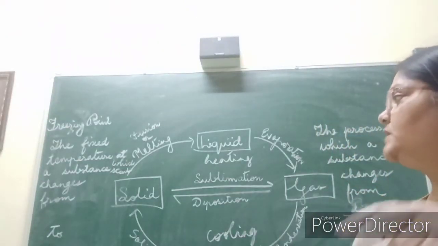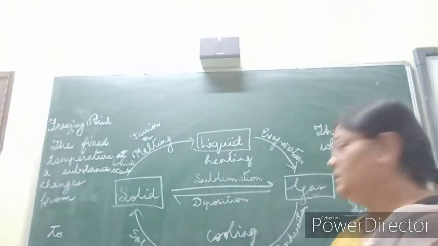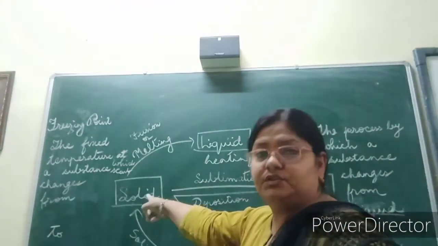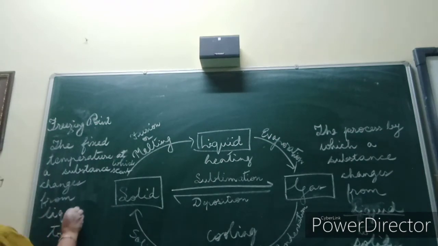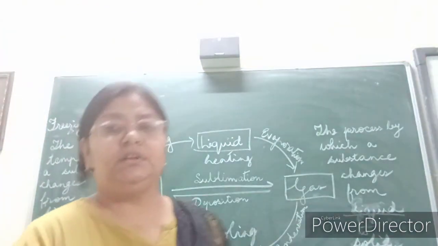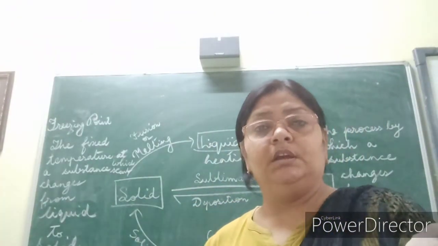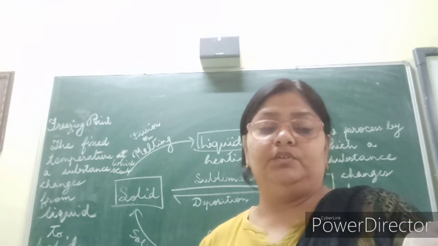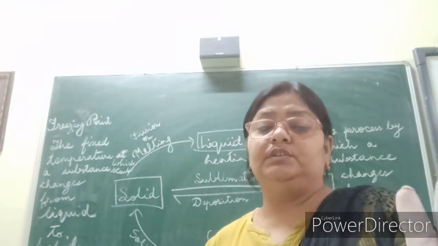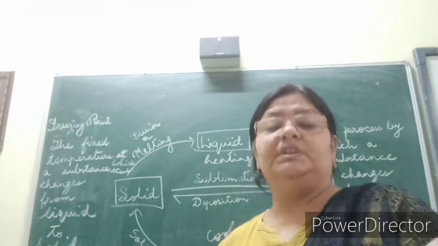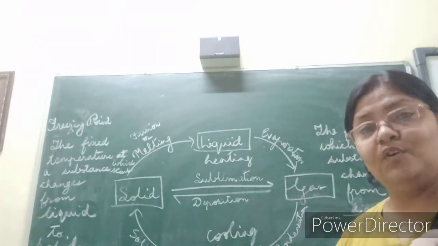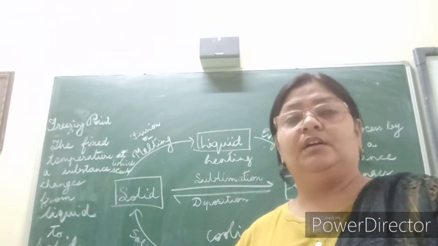Freezing point. This is also a fixed temperature at which a substance starts freezing, that is, from liquid it changes to solid at atmospheric pressure, that is 760 millimeter of Hg. The freezing point of water is 0 degrees. So you see water also melts at 0 degrees. The 0 degree temperature is said to be the triple point for water, where it freezes and it melts.